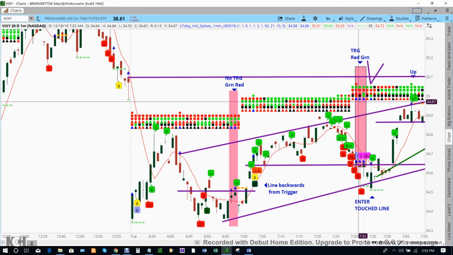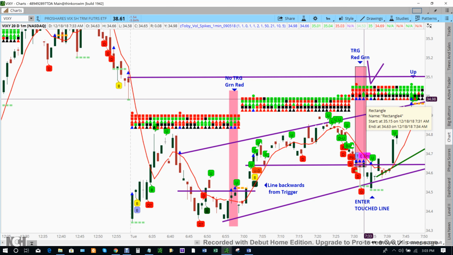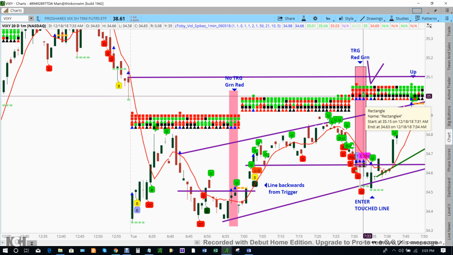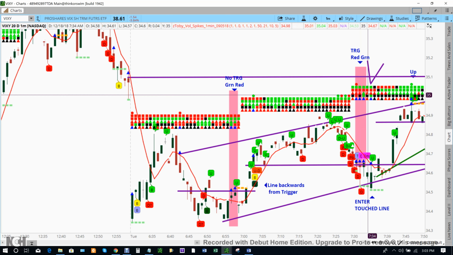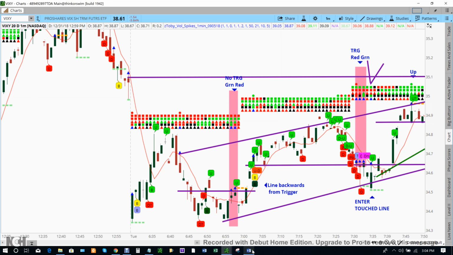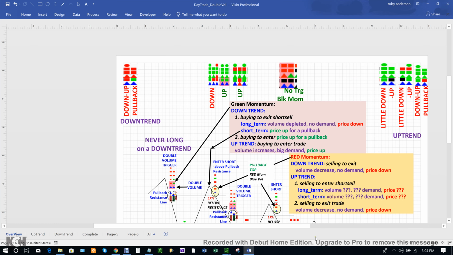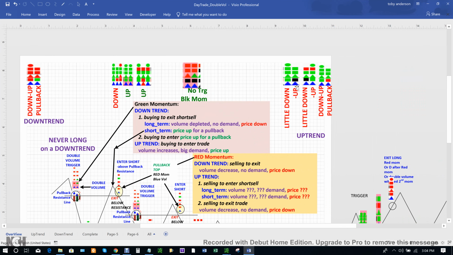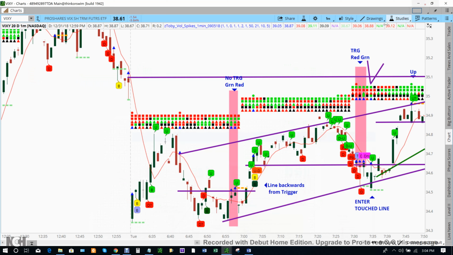And here we have three in a row, three blue triangles, three volumes in a row. Really, it's double; you're looking at the last two. And the last two are a black momentum and a green momentum. That qualifies, if you look back over here, for an uptrend. See, you've got black and green or green and black. So this is a legitimate trigger right here.